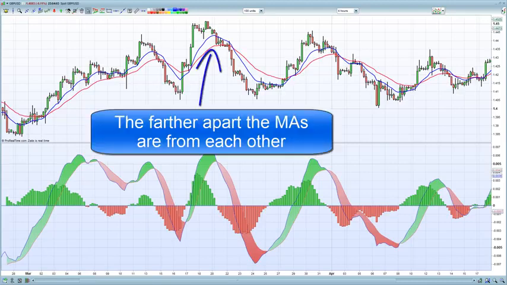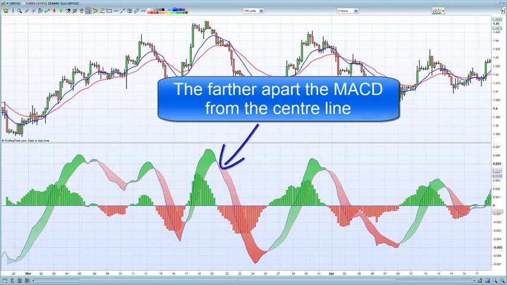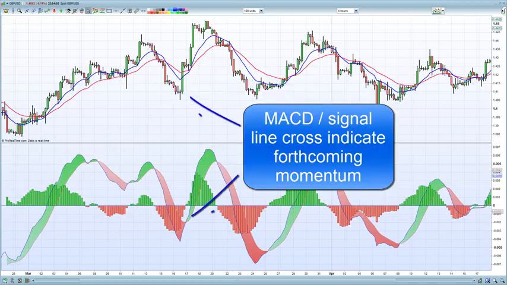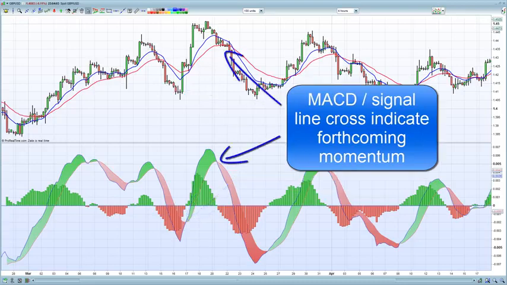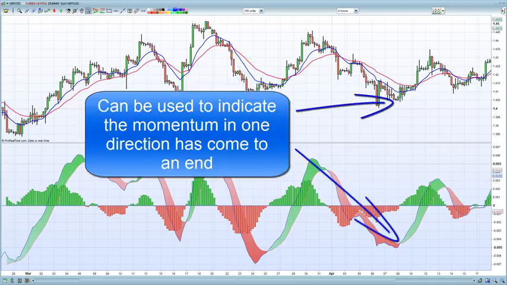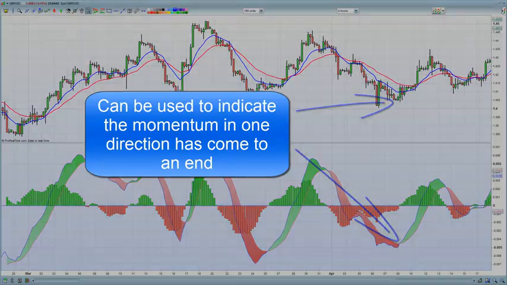The farther apart the moving averages are, and the greater the momentum, the farther away the MACD will be from the centre line. Traders use MACD and signal line crosses, such as these, to indicate momentum trades. You can see how these crosses often match up with market moves. Traders also use the MACD crosses to indicate when momentum is coming out of the market, and may use it as a signal to exit a trade.